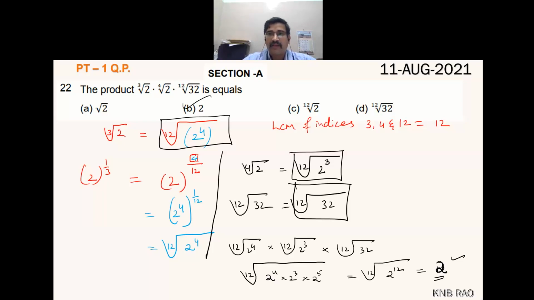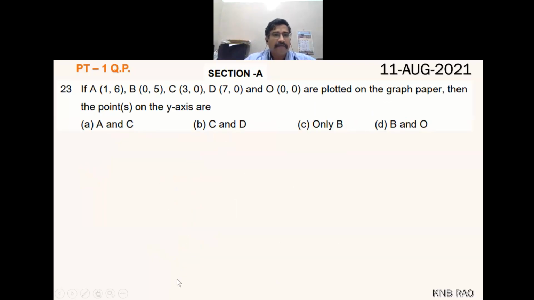That is the important thing. Now, moving on to question number 23. If A, with coordinate points given 1, 6, B 0, 5, C 3, 0, D 7, 0, and O 0, 0 are plotted on the graph paper. If they are plotted, they are not asking you to plot.